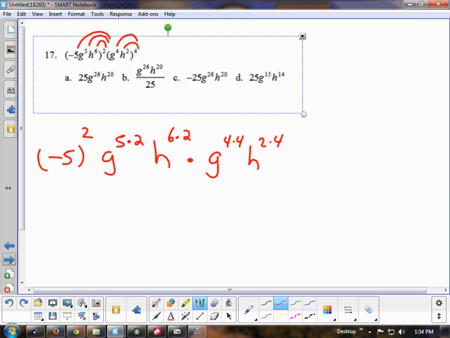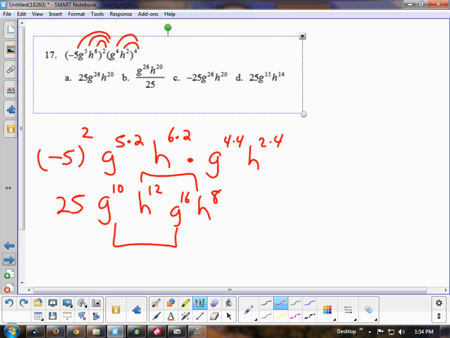Okay, so now we got some multiplication to do here. Negative 5 squared is 25. This is G to the 10th, H to the 12th, G to the 16th, and H to the 8th. Then we're going to combine our G's and our H's, and we're going to get 25 G to the 26th, H to the 20th, which is letter A.